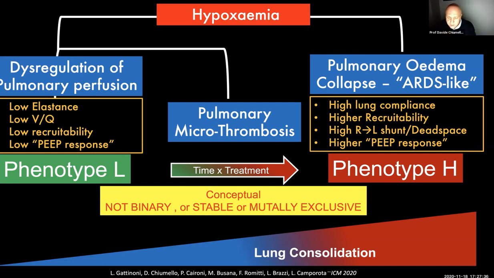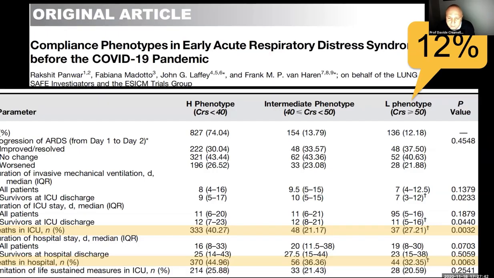And you can see this is a very recent study where the authors looked at the LUNG SAFE study, the International Point Prevalence Study on ARDS. And what they found is they say essentially, yes, we also find the L phenotype, the low elastance and high compliance phenotype, but only in 12%, one in 12, one in 10 almost. And I'd like to point out a couple of things.